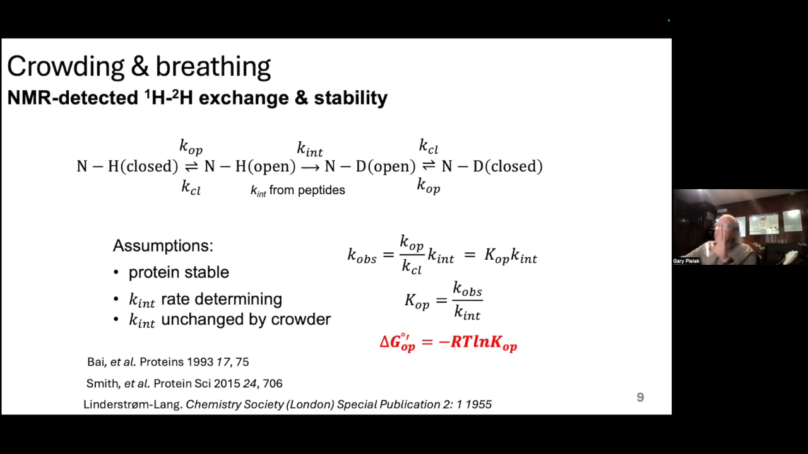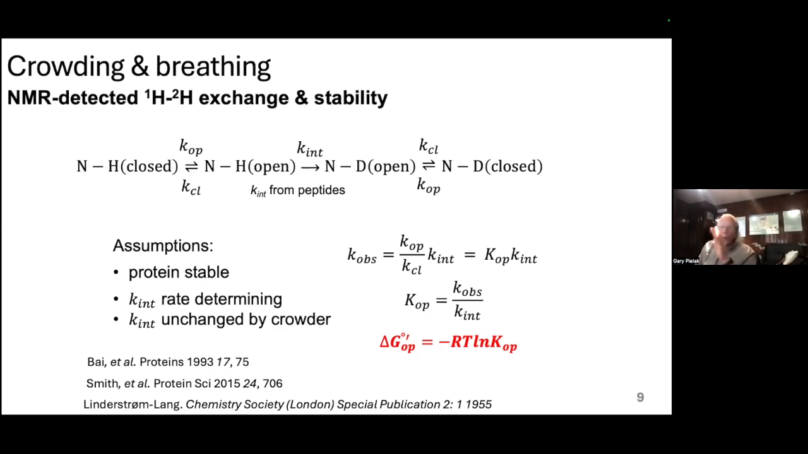It's been known since the 1950s that you can consider this kind of reaction as I've written here. That is, we have an NH in a closed form, and it will open every now and again. And when it's in the open form, the H can exchange for a D, and then it can close again. If we assume that the protein is stable, we know it is for GB1.